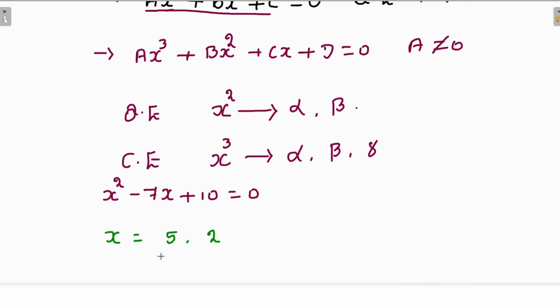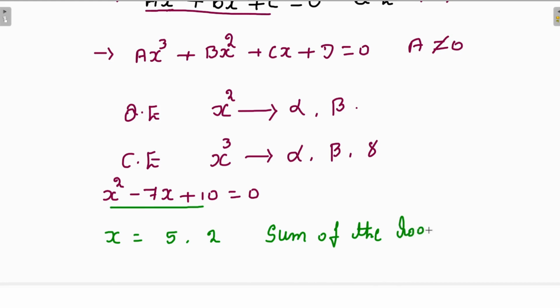Here you should understand the concept of the sum of the roots and the product of the roots. The most important thing is this sum of the roots and product of the roots. How do we find the sum of the roots in a quadratic equation?